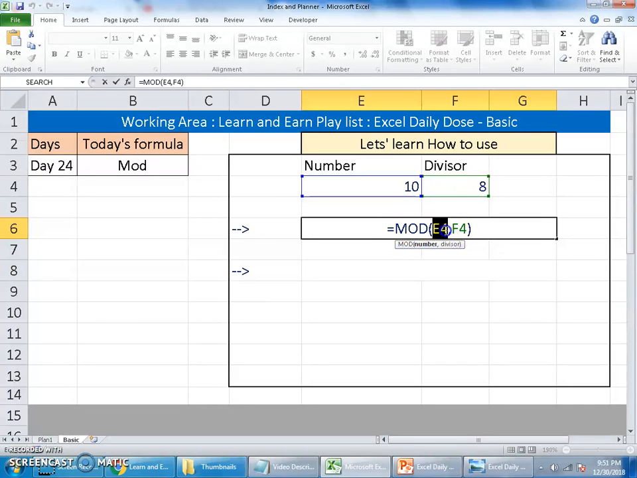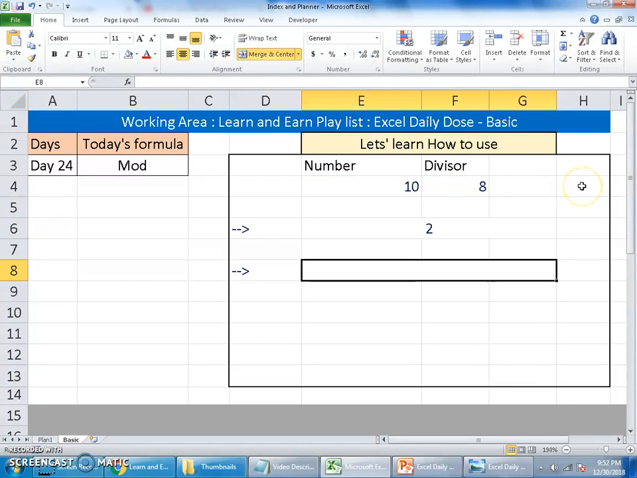You can use cell references or you can directly supply the numbers as arguments. It requires two arguments. Number one is the number itself. Number two is the divisor with which you are dividing the number. If I supply them as part of the function, the same thing can be achieved like this. The answer is 2.